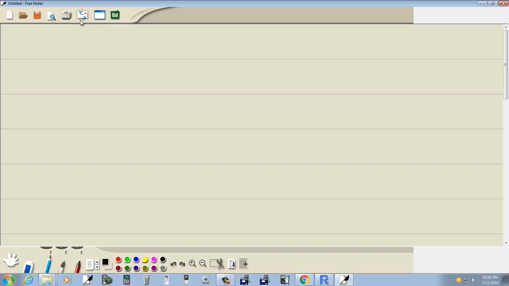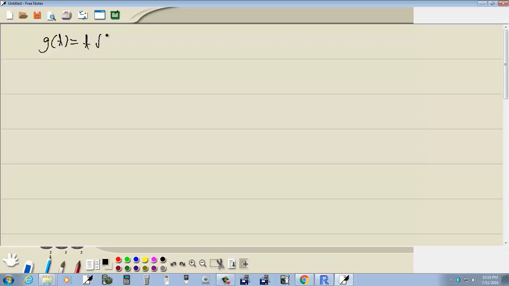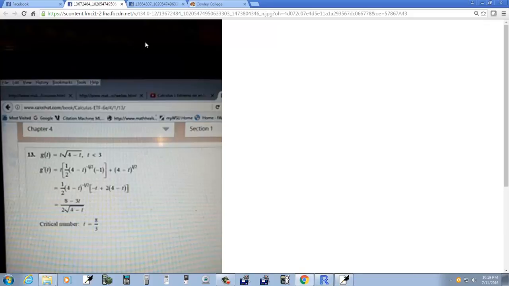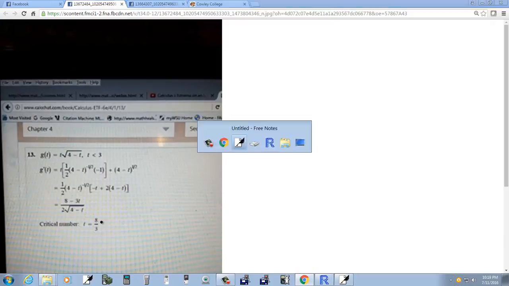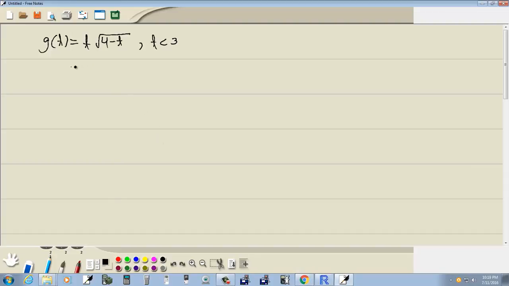Okay, so we got g of t is equal to t square root of 4 minus t, t is less than 3. Now I'm assuming the instructions are to find the critical numbers, since that's what you came here for. First off, I'm going to write this without the radical. So I rewrite the square root as the 1/2 power.